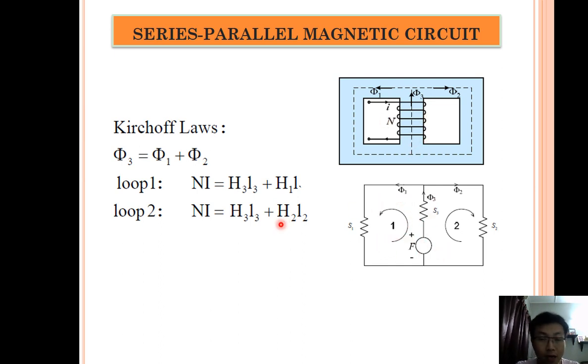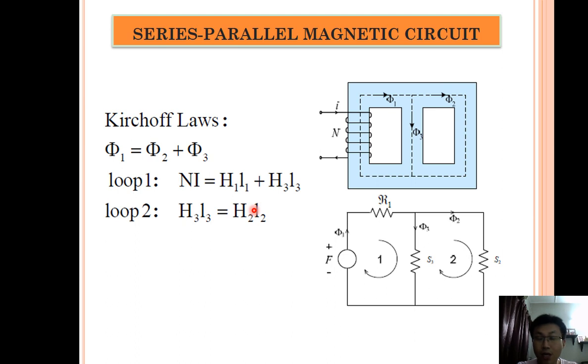By applying Kirchhoff's law, like in the electric circuit we call Kirchhoff's voltage law, KVL. For mesh number 1, Ni equals H3 times L3 plus H1 times L1. Same, Ni is also the same, H3 times L3 plus H2 times L2. This is loop 2. So we have 3 equations, then we can solve it.